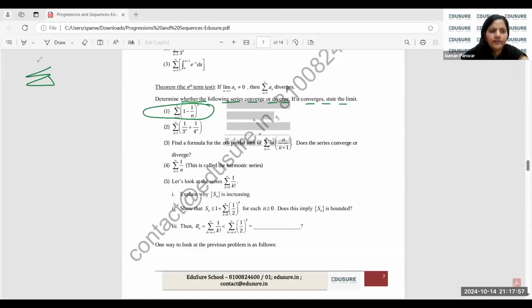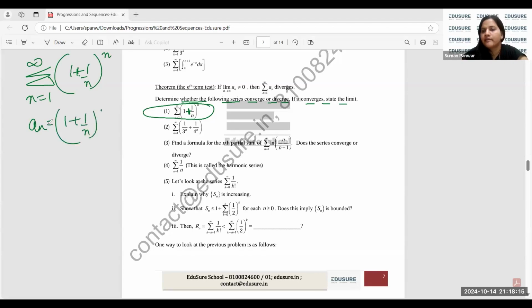Summation n going from 1 to infinity, 1 plus 1 upon n whole power n. Okay, this should be plus. Now, if you look at the an over here, an is 1 plus 1 upon n whole power n. So if you talk about limit n tending to infinity an, it is limit n tending to infinity 1 plus 1 upon n power n, and this is e.